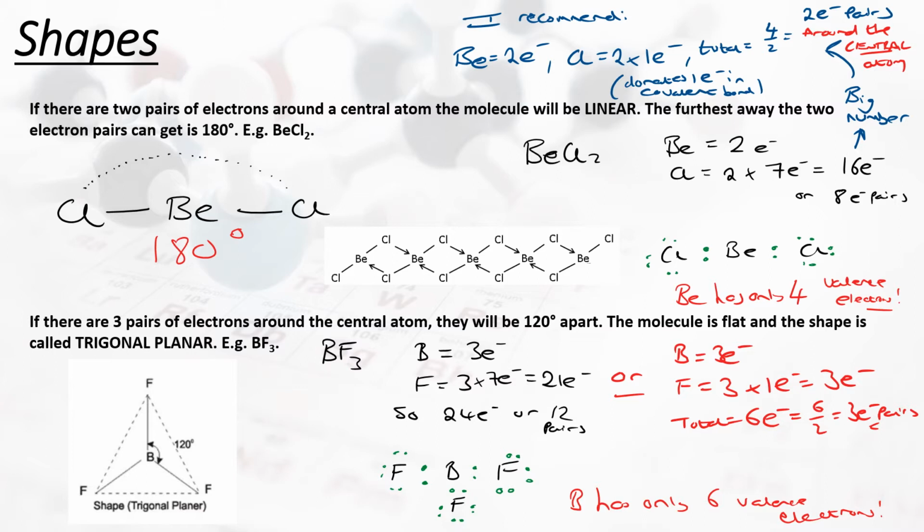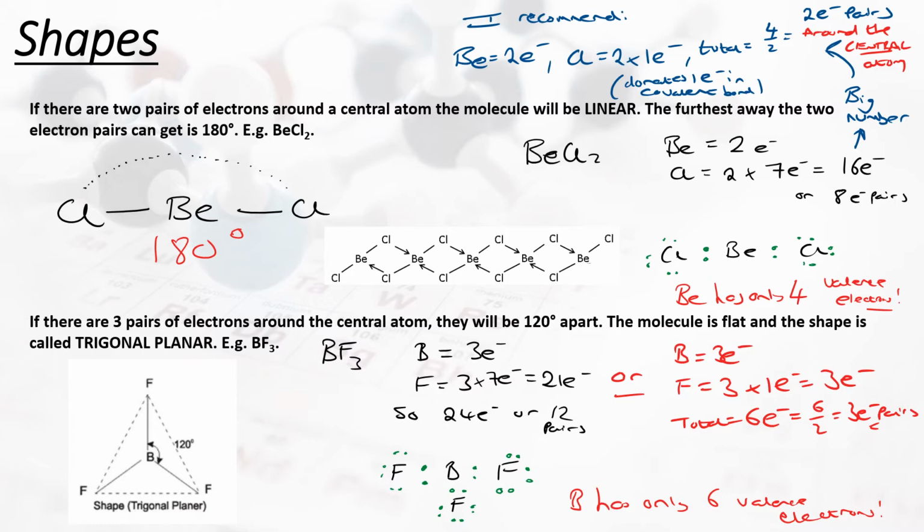And then we are therefore left with 6 pairs, and we can put 3 on each of the chlorines to give those an octet, the 8 electrons. And our beryllium actually only has 4 valence electrons. That's something we'll come back to in just a second.